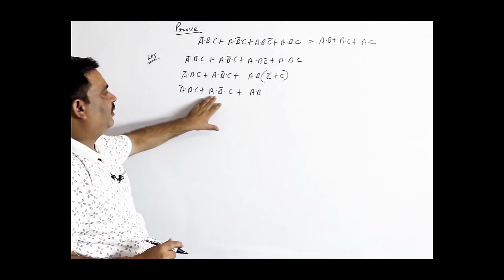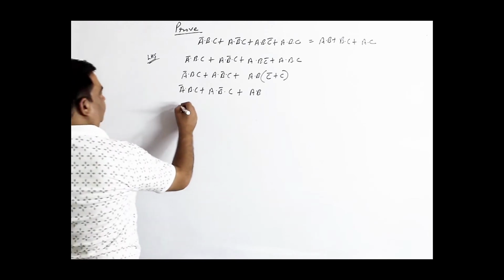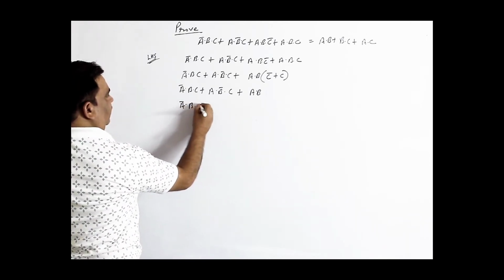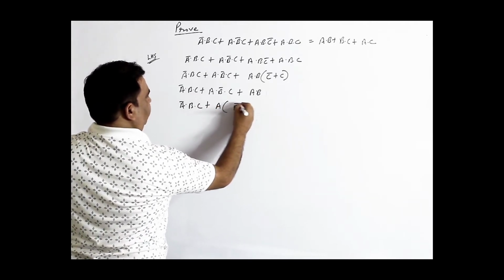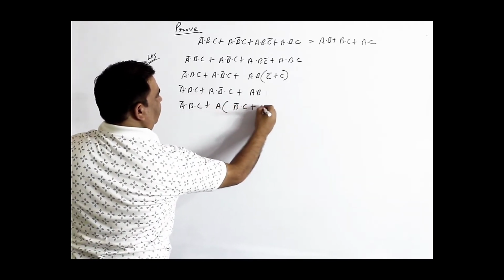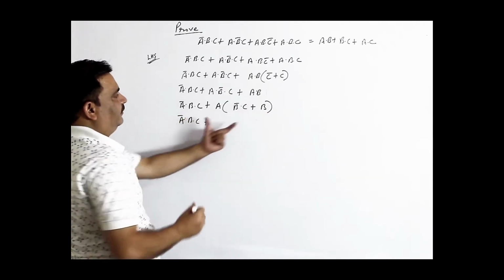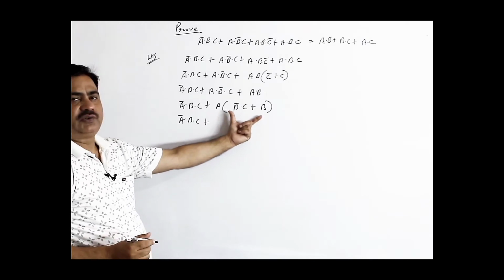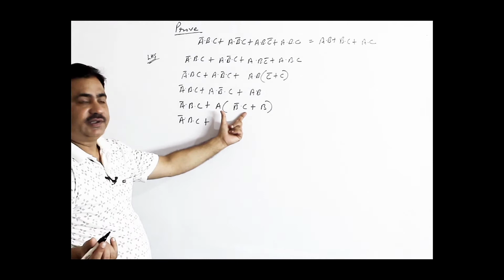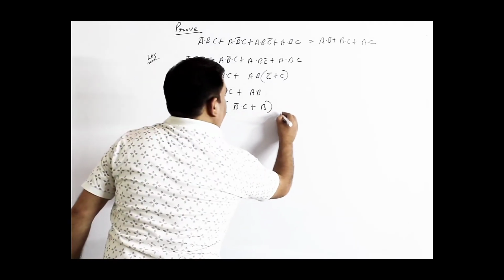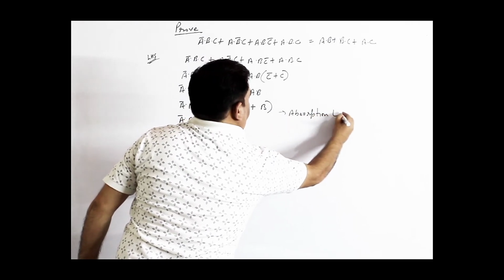Now again you can take common from these two terms. Now take common A. First term is A'·B·C plus, I am taking common A here, inside B'·C + B. Now you can observe here within this bracket, this is absorption law. You can say B + B'·C should be equivalent to B + C. It is absorption law. Now we can apply.